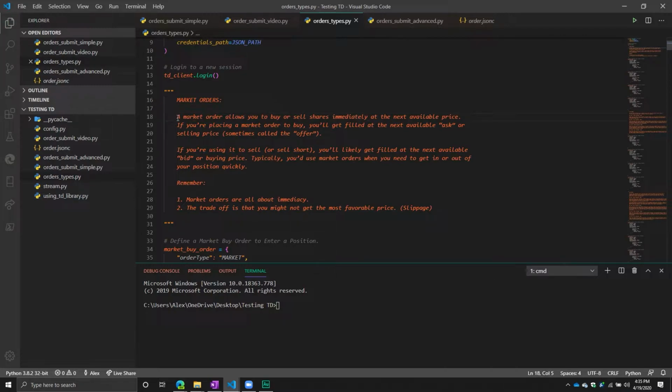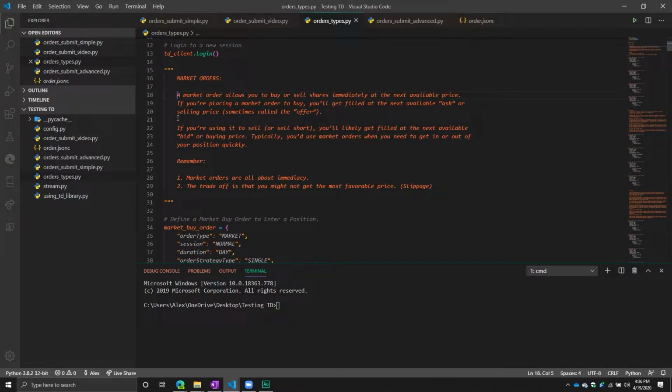Okay, so a market order. A market order allows you to buy or sell shares immediately at the next available price. If you're placing a market order to buy, you'll get filled at the next available ask or selling price, sometimes called the offer. If you're using it to sell or sell short, you'll likely get filled at the next available bid or buying price. Typically, you'd use market orders when you need to get in and out of your positions quickly. 2 takeaways from this: you use market orders when you want to get in and out quickly.